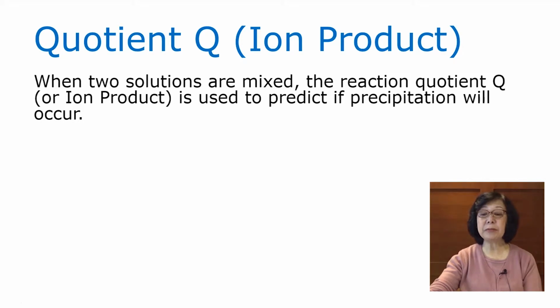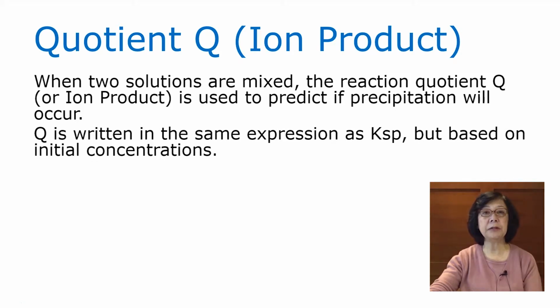When two solutions are mixed together, the reaction quotient Q, or ion product, is used to predict if precipitation will occur or not. Now Q is written in the same way as KSP, but not based on equilibrium concentrations, rather based on initial concentrations.